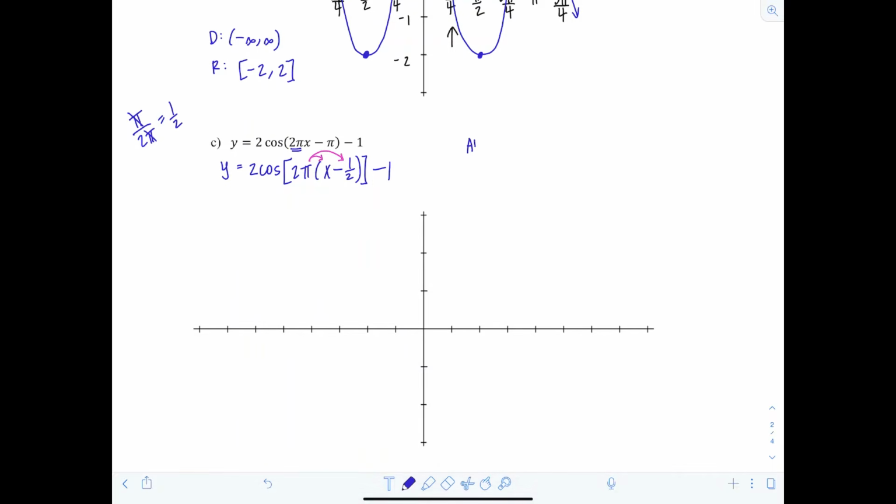All right, so the amplitude is 2. The period, this time it's a little different. We take 2 pi and divide it by the coefficient on x, which is also 2 pi. So that means the period's just 1. It's not a multiple of pi anymore. The step is the period divided by 4, so 1/4. And the phase shift is equal to a positive 1/2. Remember, you take the opposite of the sign that you see there. So this is shifting to the right by 1/2. And also, don't forget, we have to shift down 1 unit.